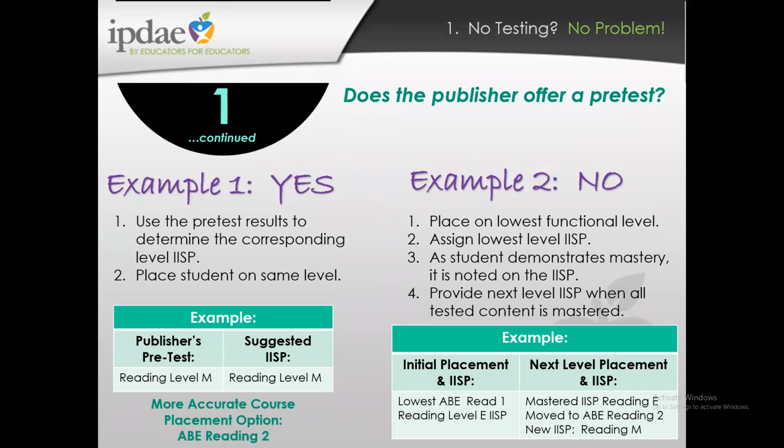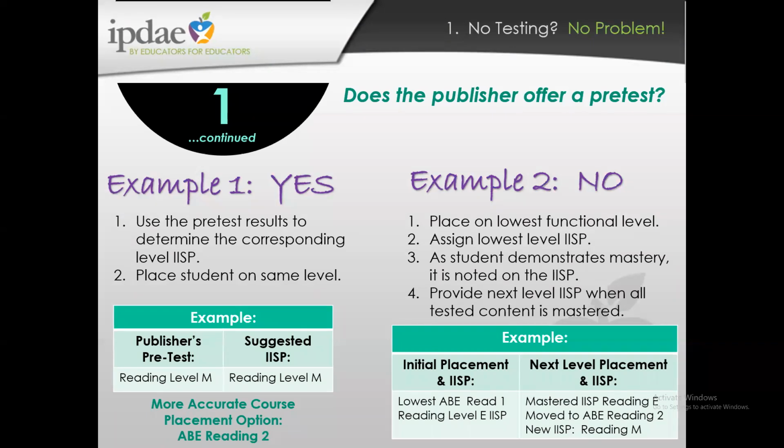Begin by asking yourself the question, does the publisher offer a pretest or placement test? If the answer is yes, then you can easily use the results of the pretest to determine the correct IISP level. In the example that you see here, the student scored a level M on the TABE 11-12 reading pretest, and this is the pretest provided by the publisher for the text that you're using. Now, which IISP should you assign to the student? Easy, the reading level M IISP.